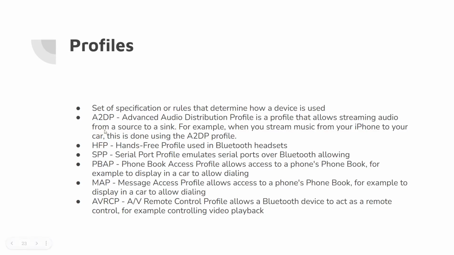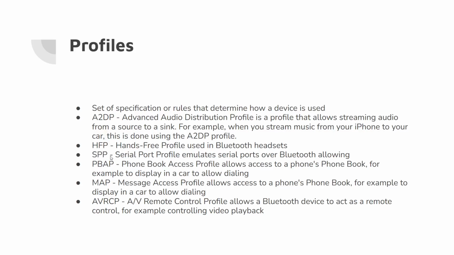Some of the common ones are A2DP, the Advanced Audio Distribution Profile, which allows streaming audio from a source to a sink. For example, when you stream music from your iPhone to your car or to headphones, this is the A2DP profile. There's the HFP, the hands-free profile, which uses a Bluetooth headset. Back when people used to have their little Bluetooth headsets, like my dad had back in the day, that's what would have been used. I'm not sure if this is used a whole lot now, or maybe it is, but it may have been one of the things of the past.